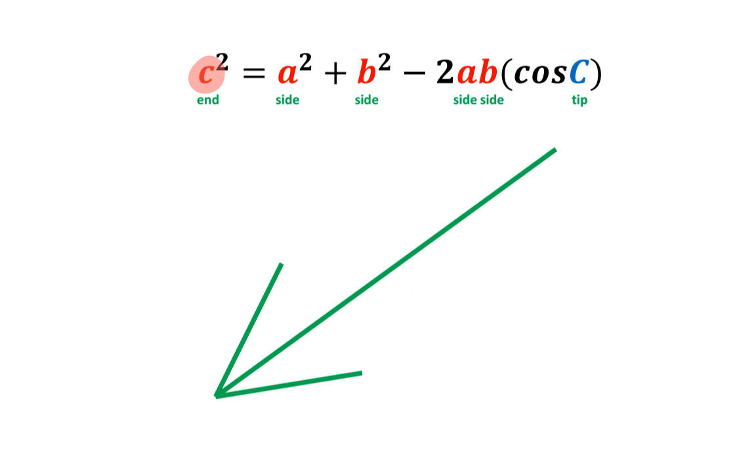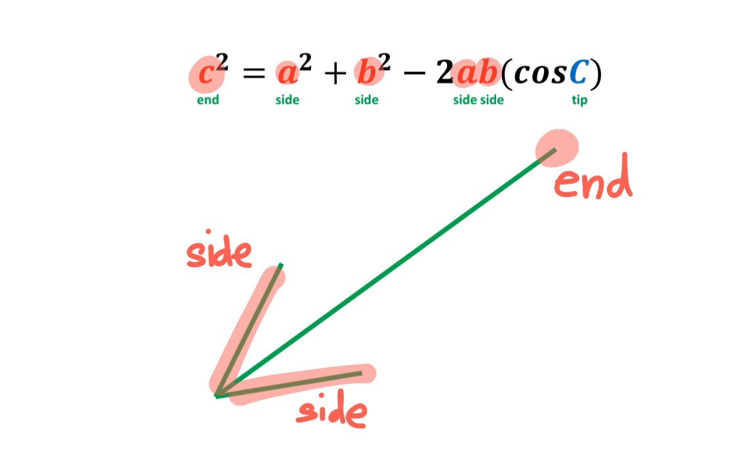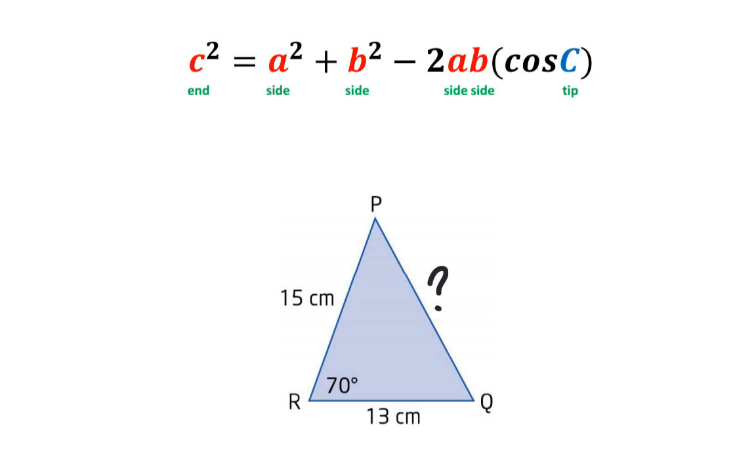Lowercase c represents the end of this arrow. Lowercase a and b represent the sides of this arrow. And last, uppercase C represents the tip of this arrow. When using this arrow for the cosine law, it must always be pointing to an angle. In this case, the end of the arrow is what we'll be looking for.